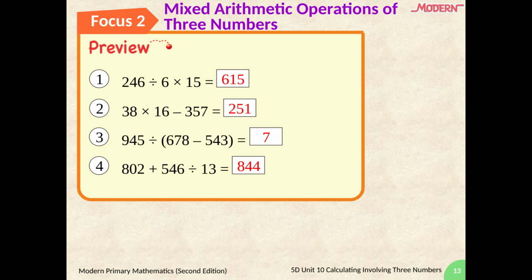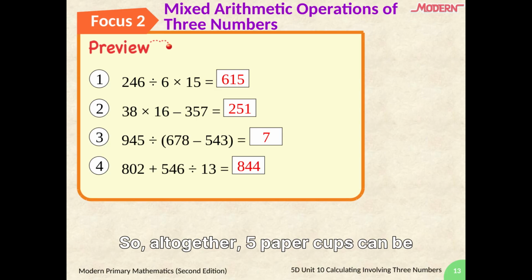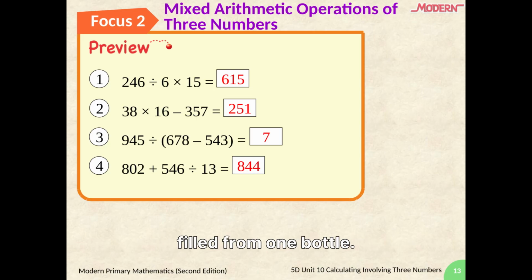Now we simplify. 9 and the 2 3s cancel out perfectly to 1. Then 20 and 4 simplify to 5 and 1. We are left with exactly 5. So altogether, 5 paper cups can be filled from 1 bottle.